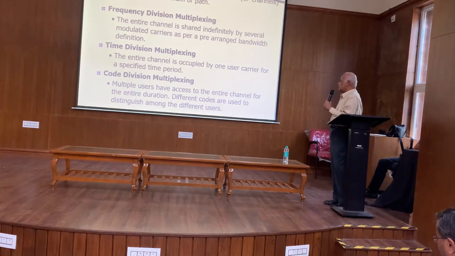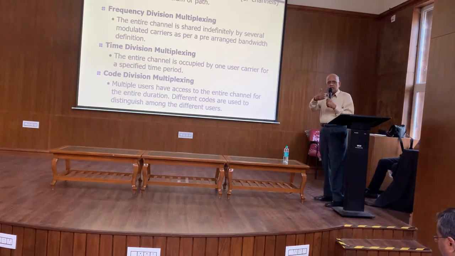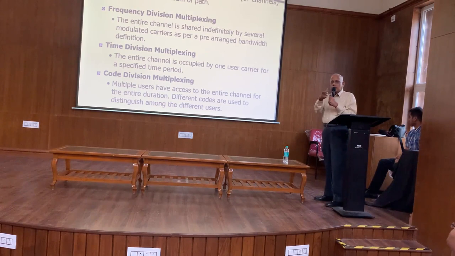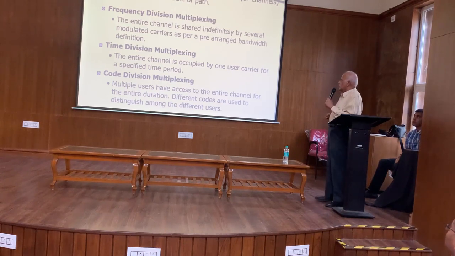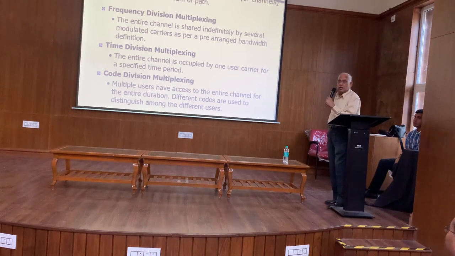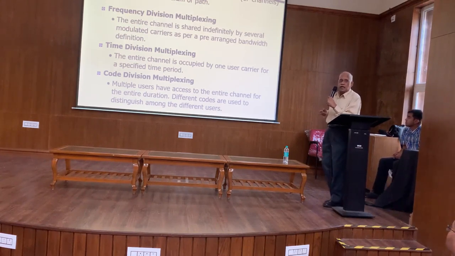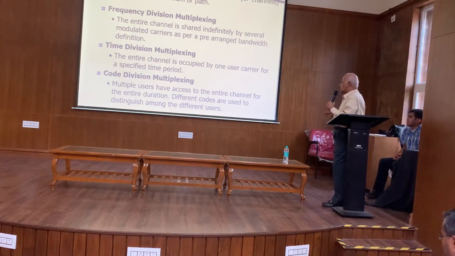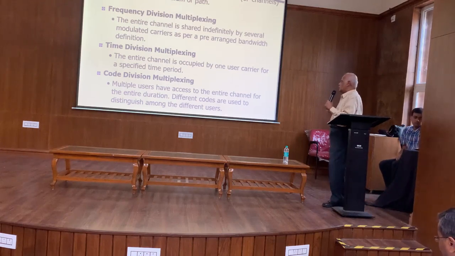In time division multiplexing, the entire wide band is occupied by one user at a time, but that user will come at several time instants. There will be a coordination at the transmission station where user A, user B, user C will be allowed in a gated way. In code division multiplexing, again, the different users will occupy the media all the time, but each one will have a code attached to identify the user. Multiple users have access to the entire channel for the entire duration. Different codes are used to distinguish among the different users. This is code division multiplexing. Next.